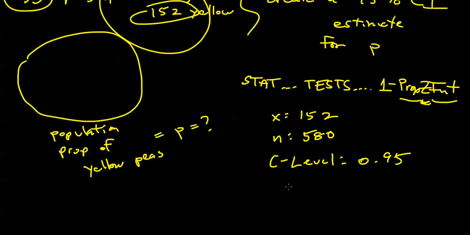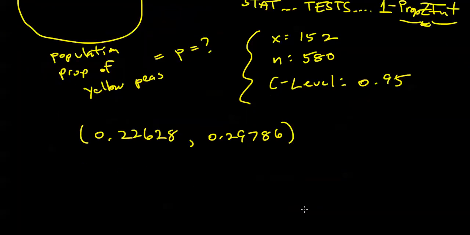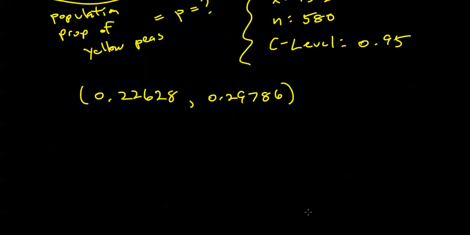All right, so I punch this out, and my calculator returns this interval in parentheses notation. Let me write it down just like the calculator returns it. 0.22628, comma 0.29786. So we claim little p is within this range, at least with 95% confidence. Again, we'd like to see the answers written in double-sided inequality fashion. It's a bit more descriptive and intuitively pleasing, I think.